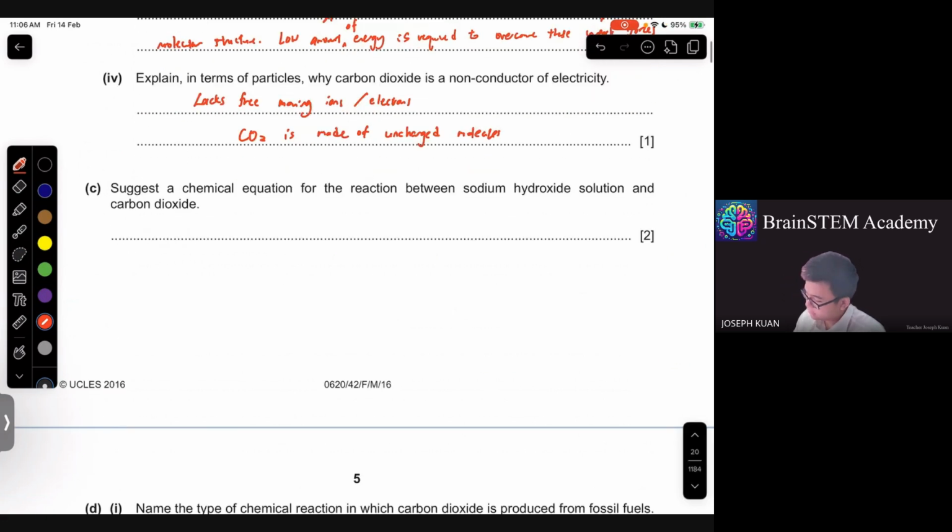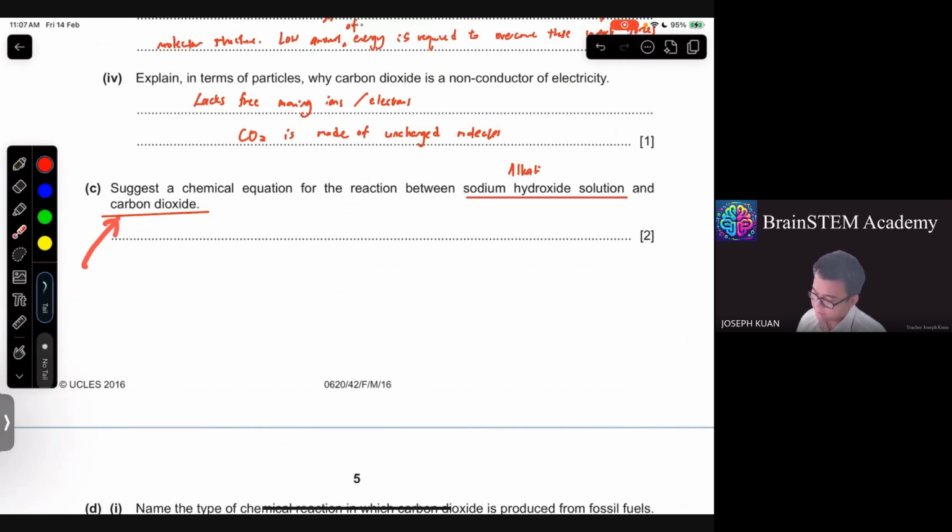Next, suggest a chemical reaction between sodium hydroxide solution and carbon dioxide. Now, sodium hydroxide is an alkali, whereas carbon dioxide is a non-metal oxide, which means that it is acidic. So we expect an alkali to react with an acid to form a salt. There may be a fixed answer or certain conditions, but the thing is we make a guess here.